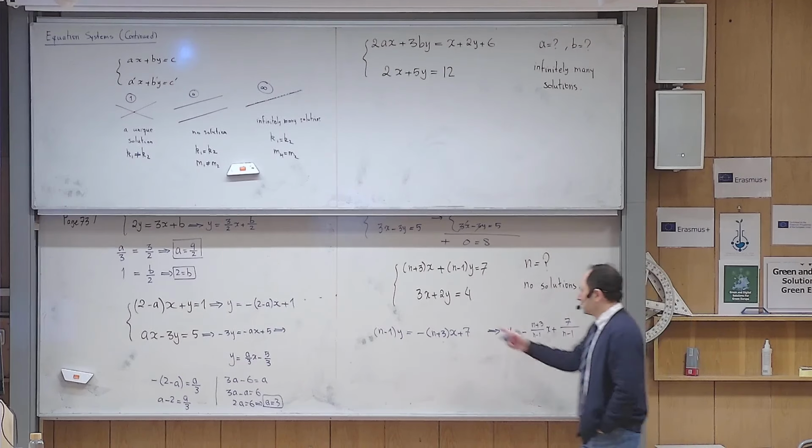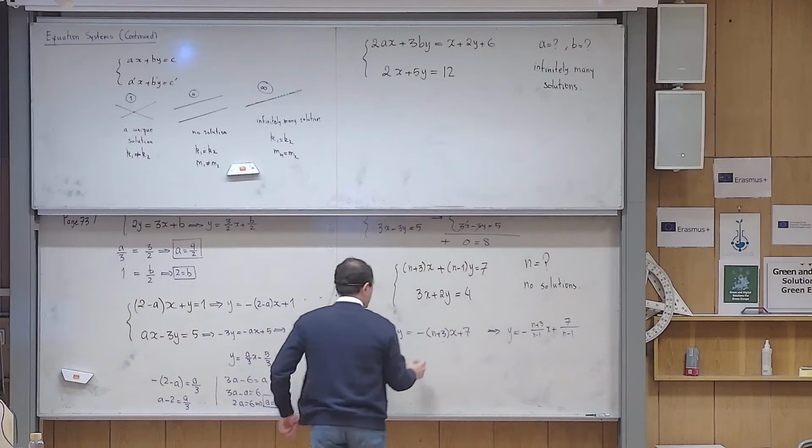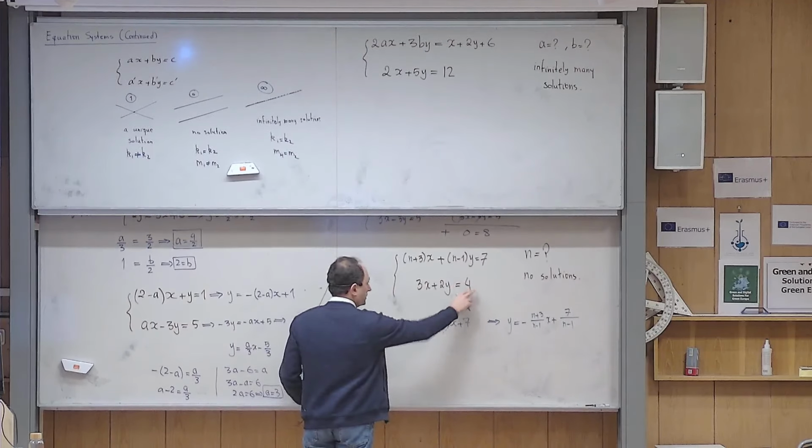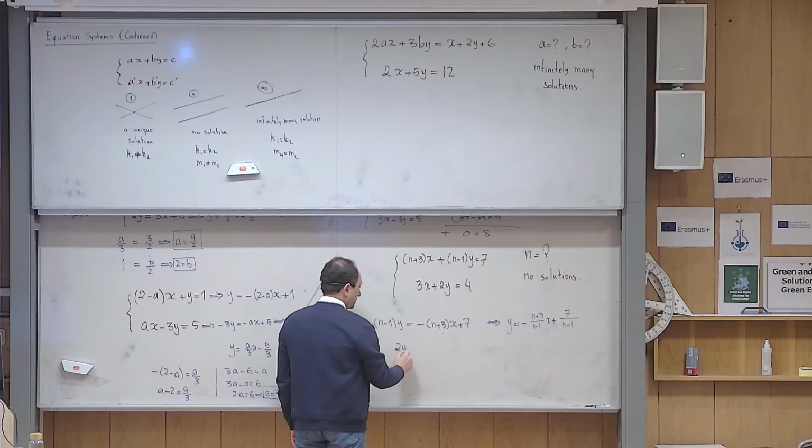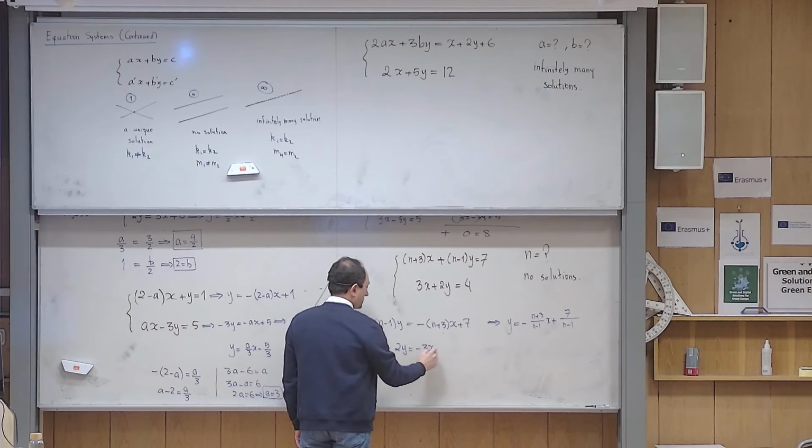But that's it. The second one is of course simpler. So what I do, I move 3x to the other side. My goal is still to isolate y, so it becomes minus 3x plus 4.